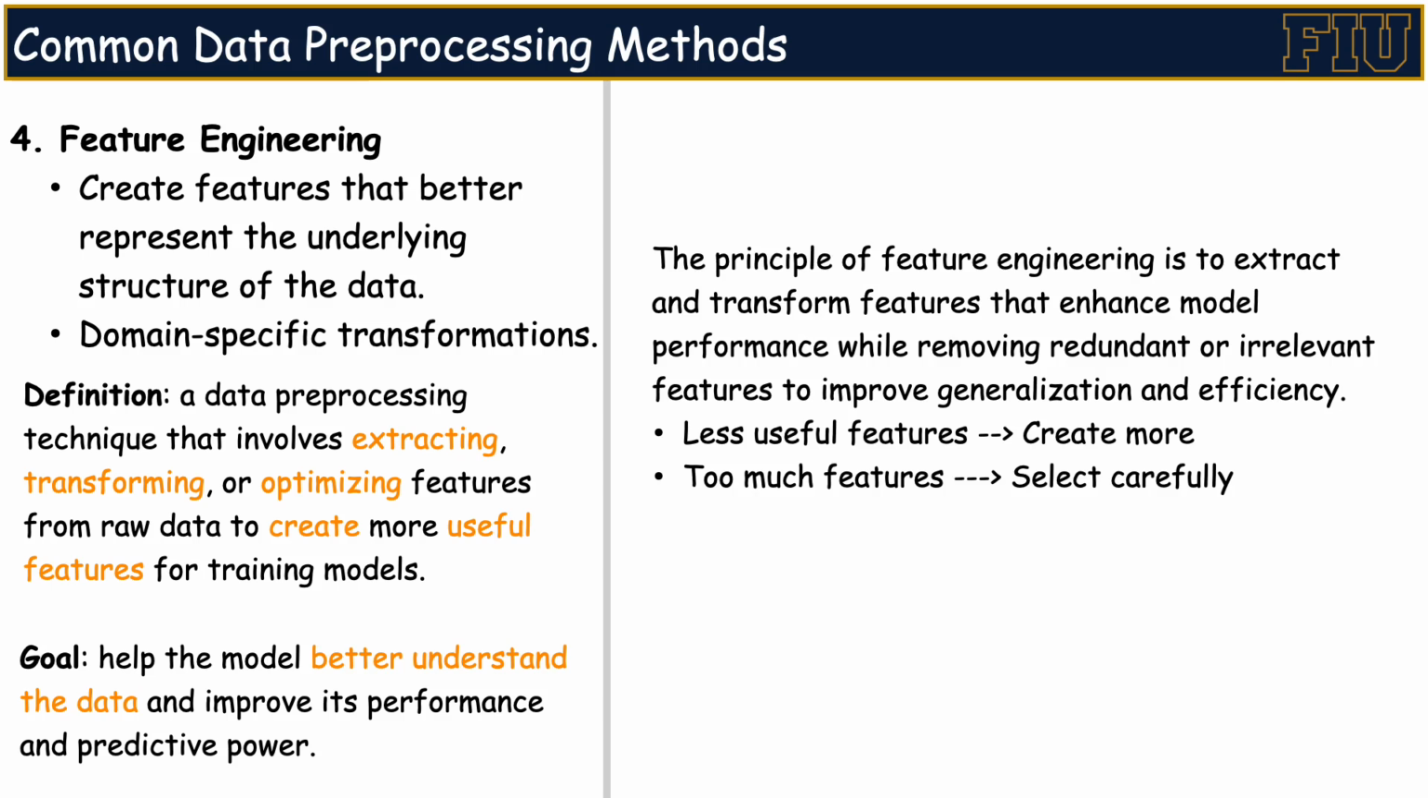Therefore, one key principle of feature engineering is to extract and transform features that improve model performance while eliminating redundant or irrelevant features. In simple terms, if the raw dataset has too few features relevant to the learning task, use feature engineering to create more meaningful features. On the other hand, if there are already too many features, carefully perform feature selection to reduce noise in the dataset and improve the model's efficiency.